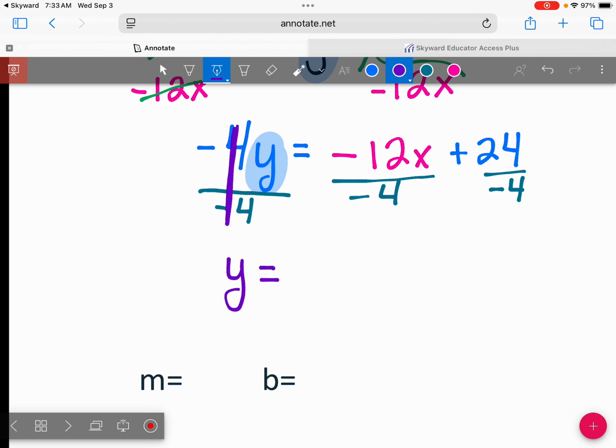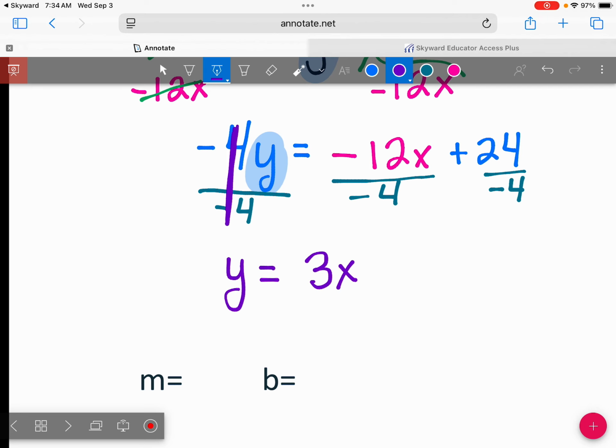equals -12x divided by -4. What is -12x divided by -4? 3x. -12 divided by -4 gives us a +3. The negatives cancel out. 12 divided by 4 is 3. You can also put those entirely into the calculator, not with the x, just the numbers.